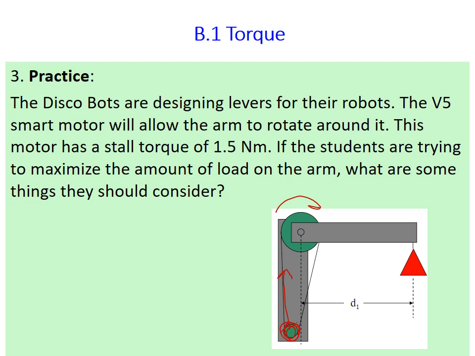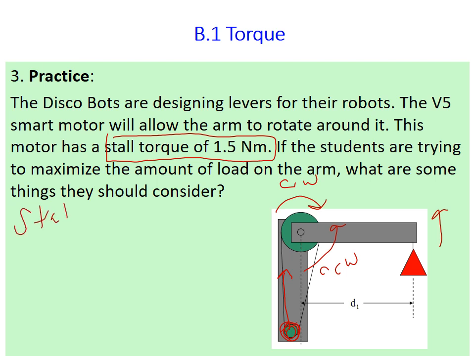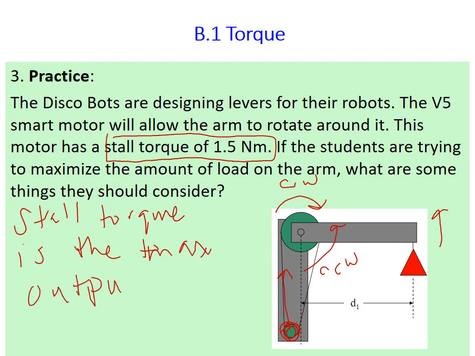belt, which will eventually rotate this. Either direction, you can lift this thing up. If it rotates this way, you can crank it down. If it rotates clockwise, counterclockwise will lift. So some things to consider pertain to the stall torque. The stall torque is when the motor can no longer overcome the amount of torque needed to rotate. Stall torque is the maximum output torque of the engine.